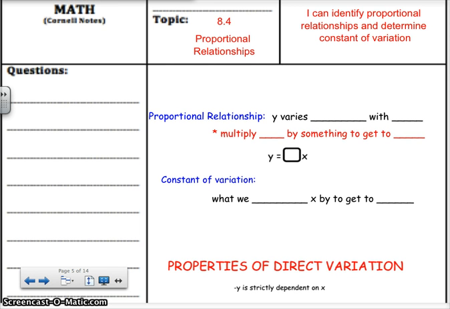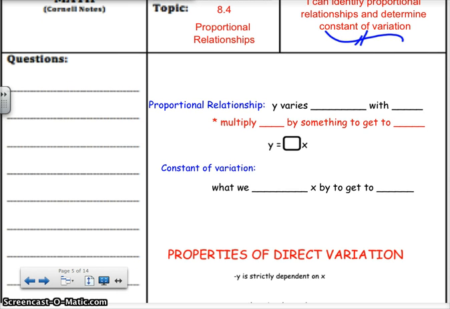So, your learning target, you're going to be able to identify proportional relationships and determine what's called a constant of variation. When I say proportional, what I mean is y is varying directly with x. They're proportionate, okay? Y varies directly with x, means it's proportionate. What that means, if you say y varies directly with x, all you do is multiply x by something to get to my y.